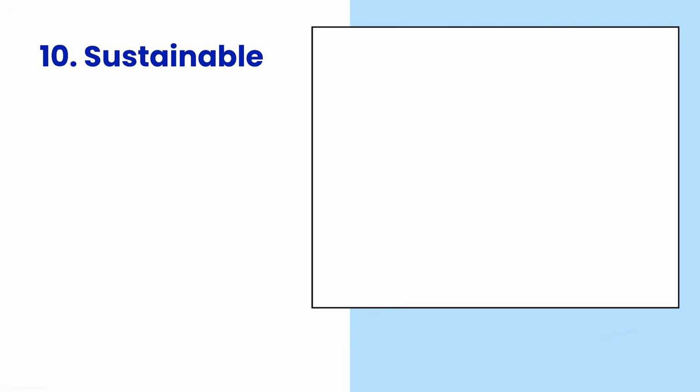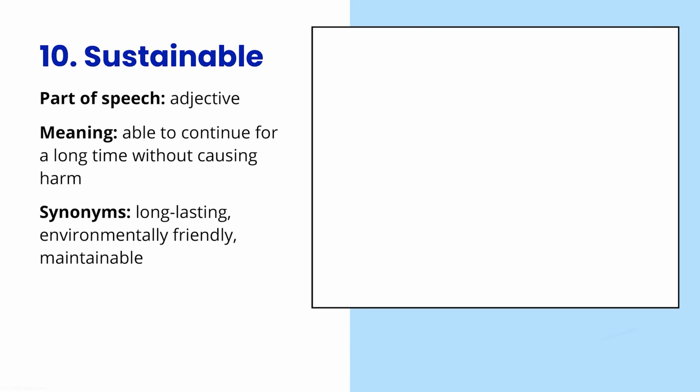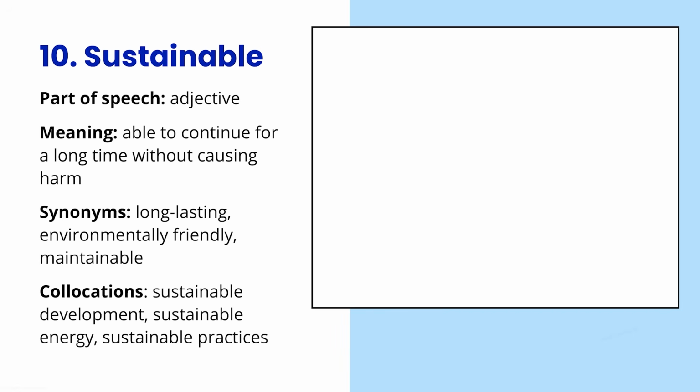Moving on to number 10 now, which is sustainable. Sustainable is an adjective, and it means able to continue for a long time without causing harm. Synonyms: long-lasting, environmentally friendly, maintainable. Collocations: sustainable development, sustainable energy, sustainable practices.